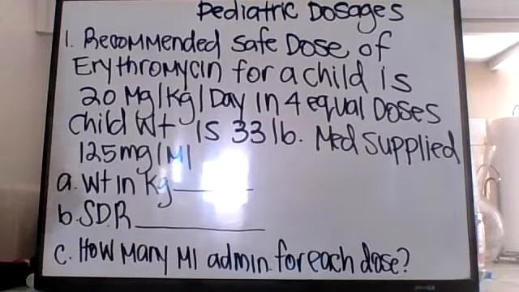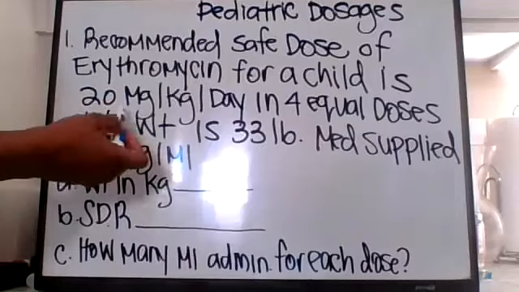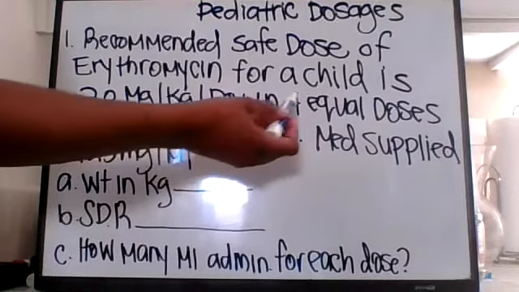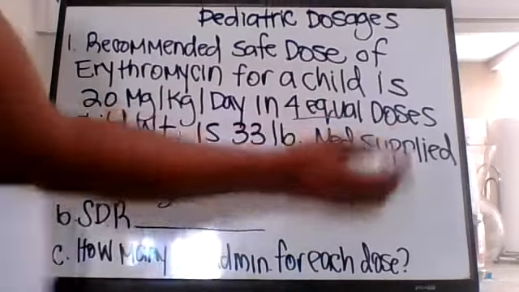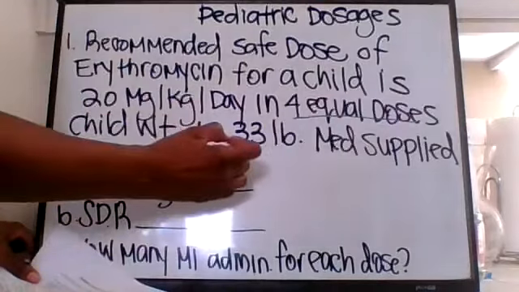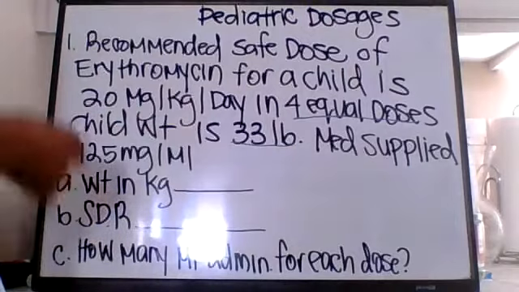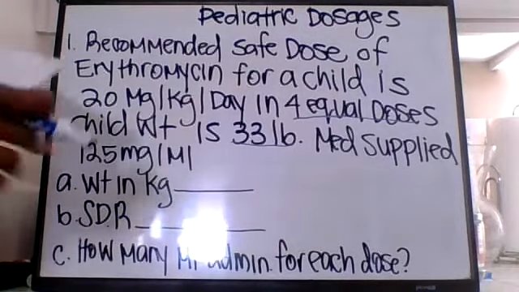Some of you have been requesting more practice problems for pediatric dosages. All right, I have this one ready for you. It says that the recommended safe dose of erythromycin for a child is 20 milligrams per kilogram per day in 4 equal doses. We know that's a key word, 4 equal doses. It also says the child's weight is 33 pounds. The medication is supplied at 125 milligrams per milliliter.